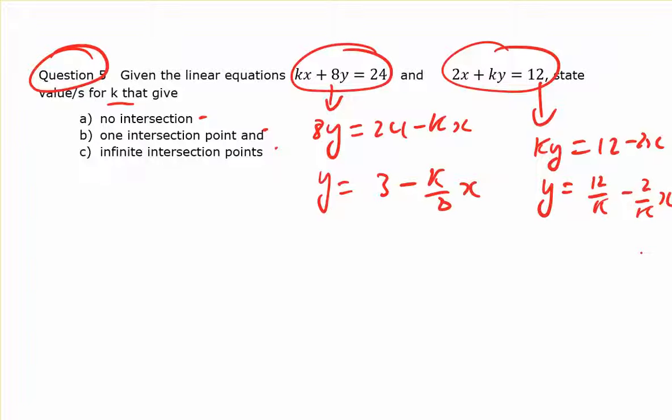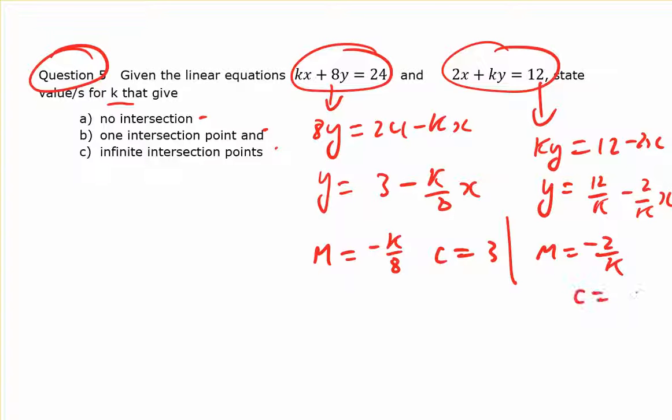As you can see, my gradient here is negative k over 8, and my y-intercept is 3. So that's for the first equation. For the second equation, my gradient is negative 2 over k, and my c value is 12 over k. That's my y-intercept. So we've got to analyze this, because we want no intersection.